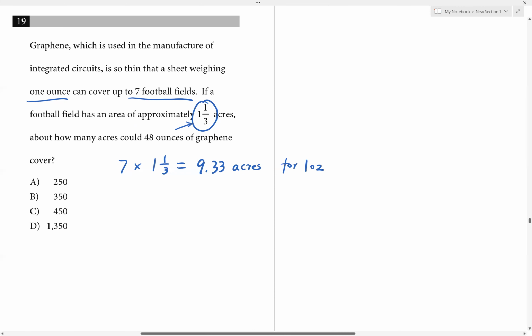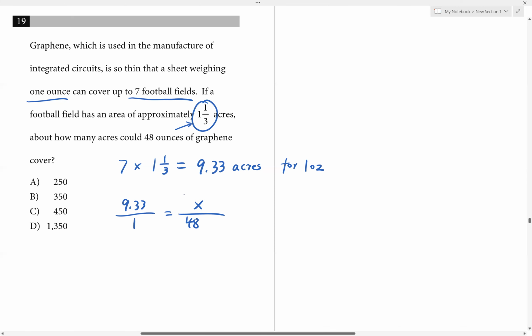And the question asks us how many acres will 48 ounces cover. So we know it's 9.33 acres for 1 ounce, and we don't know how many acres 48 ounces cover. We can just multiply by 48. Or you can also set up a proportion: 9.33 acres is for 1 ounce, right? And then we want to know how much 48 ounces will cover. That should be X acres over 48 ounces.